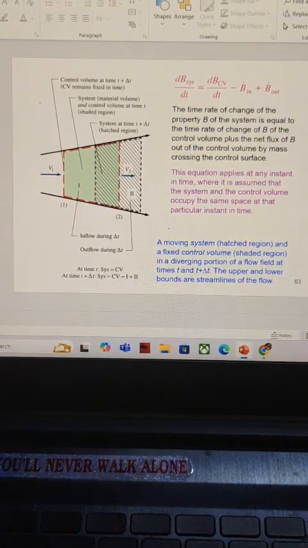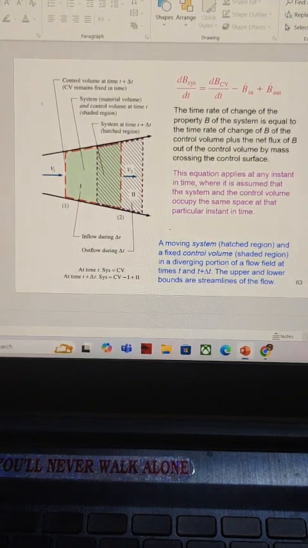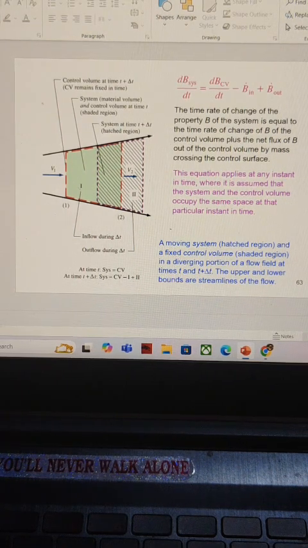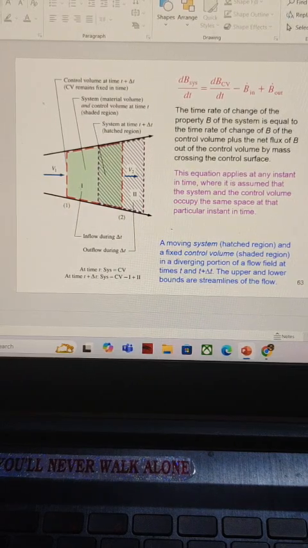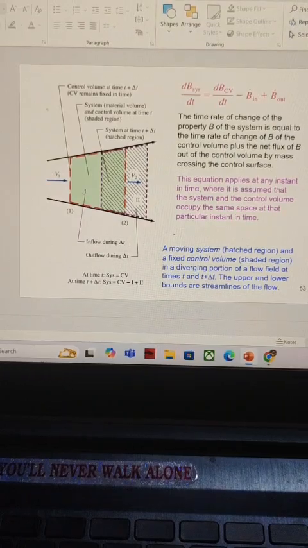The Reynolds transport theorem connects the time rate of change of a property B within a system to the control volume approach. The equation shown expresses that the rate of change of B in the system, dB system over dt, equals the rate of change of B within the control volume, dB control volume over dt, plus the net flux of B across the control surface, represented by B in and B out.